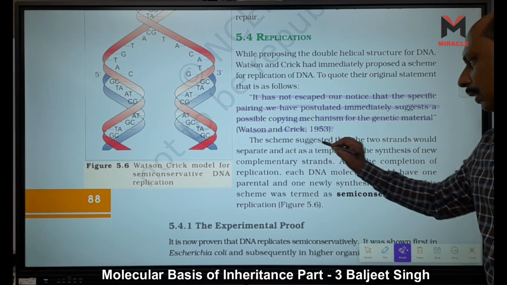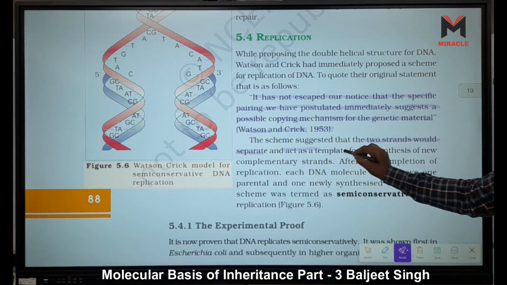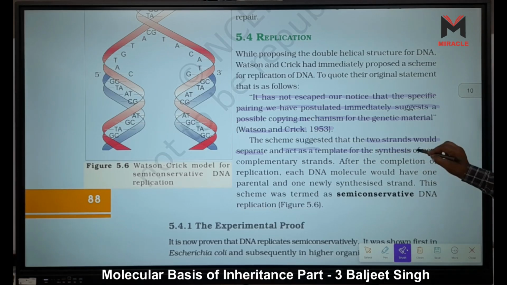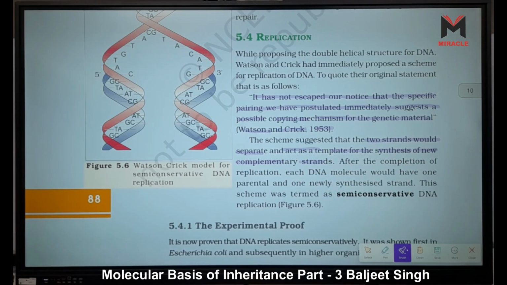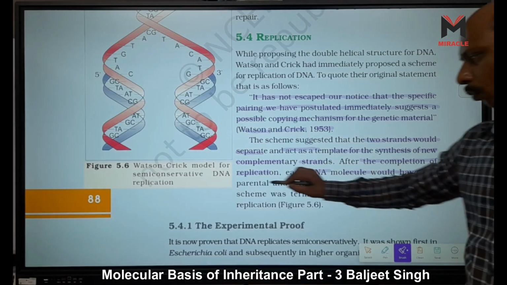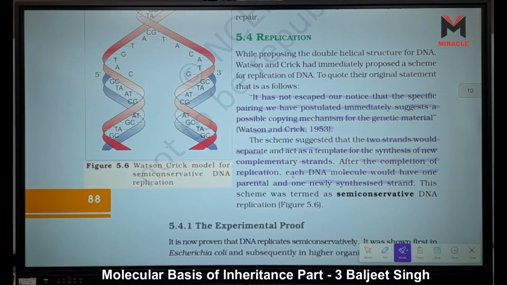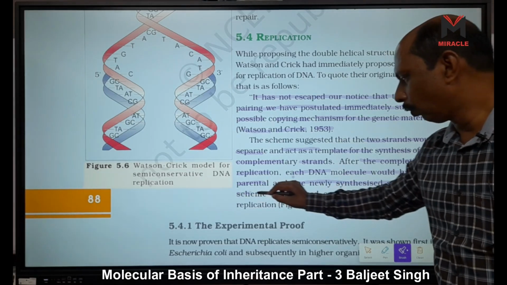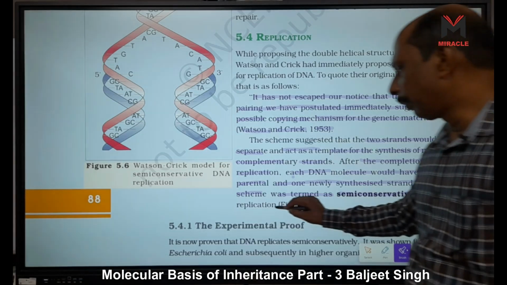The scheme suggested that the two strands would separate and act as template for the synthesis of new complementary strands. Both strands act as template, right? After the completion of replication, each DNA molecule would have one parental and another newly synthesized strand, that is daughter strand, and this scheme was termed semi-conservative DNA replication.